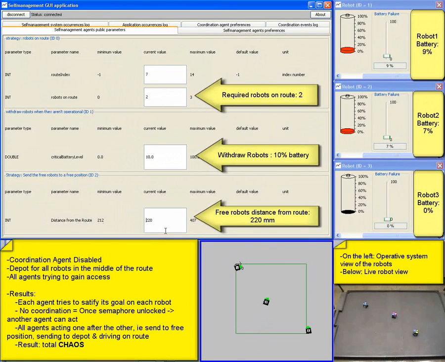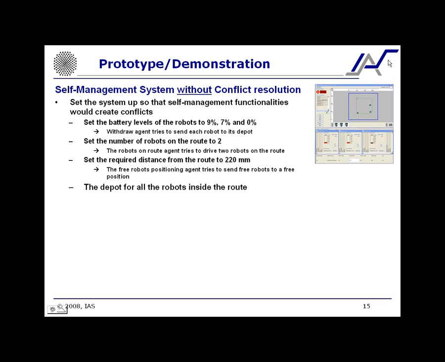So this means that each one of the agents tries to act one after the other. It tries to send the robots to a free position, it tries to send the robots to the depot, and it tries to drive the robots on the route. The result is what we see over here. It's total chaos. Everything is conflicting with everything, and the system isn't even behaving at all. It's behaving chaotically. So the result of not having a conflict resolution is all of the agents trying to act on the system and act on each of the robots. And since we don't have any coordination, we have total chaos.